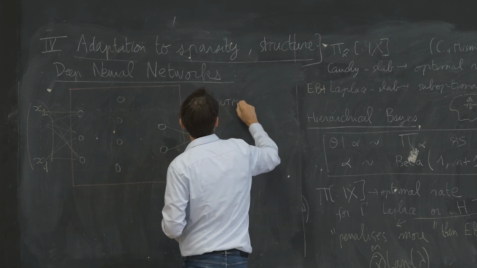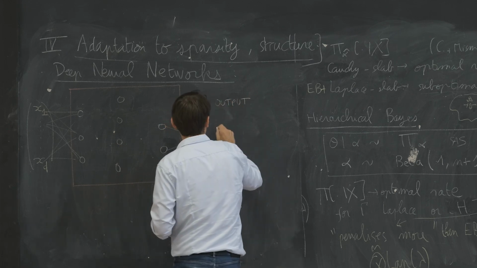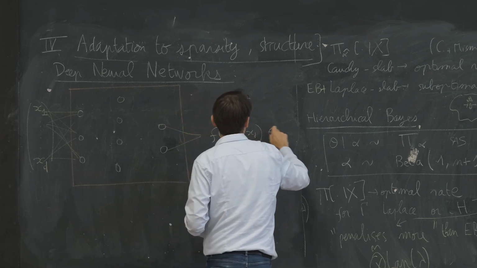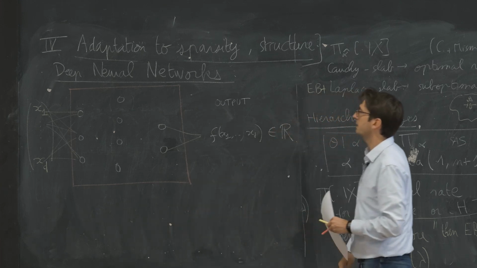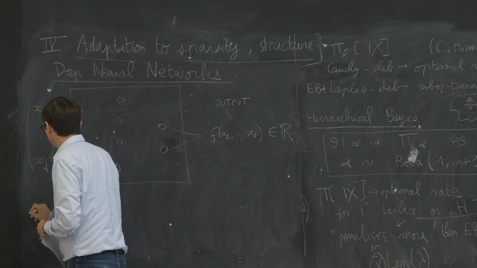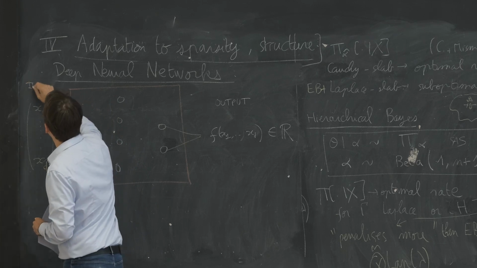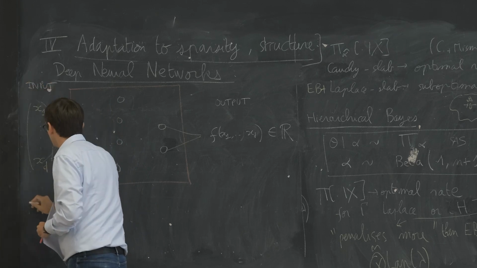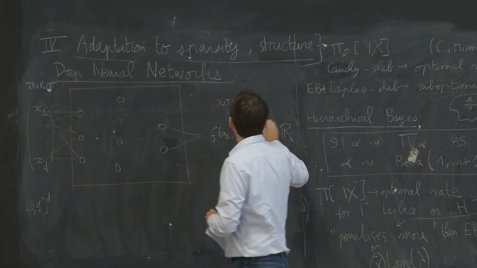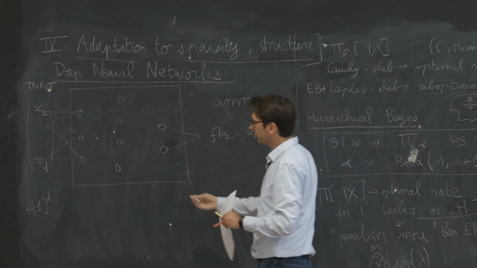Output, and the output is some function f(x1, ..., xd), say real valued, to fix ideas. Okay, so you start from R^d. Here is the input, R^d, or maybe [0,1]^d. And here you get the output in R, and in the middle something happens.